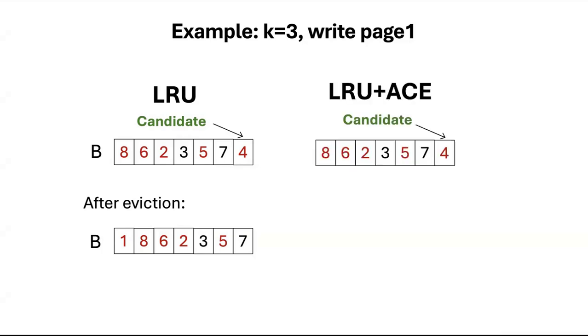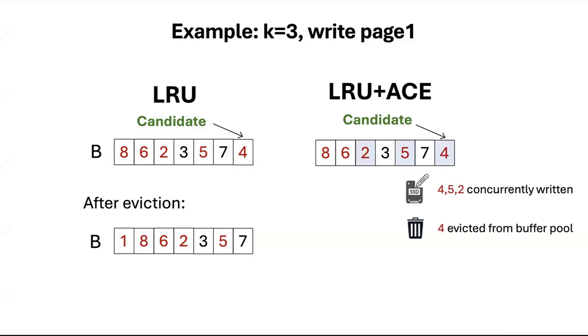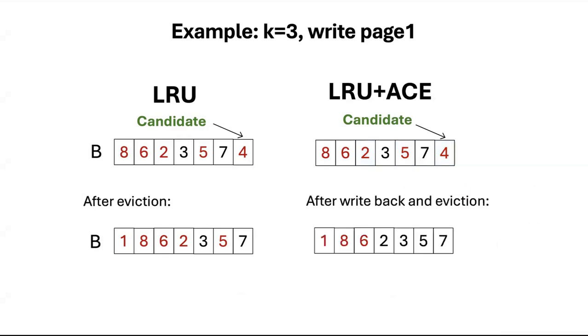In the case of ACE LRU, the LRU policy is still used to identify the candidate page for eviction, which is 4. But since the concurrency of the device is 3 and the write-back is initiated anyway, ACE will concurrently write back 3 dirty pages, that is 4, 5, and 2. And page 4 is still evicted from the buffer pool to make space for page 1. At the end, we get similar buffer pool states as in the case of LRU. The difference is that ACE exploited the device parallelism by concurrently writing back dirty pages.